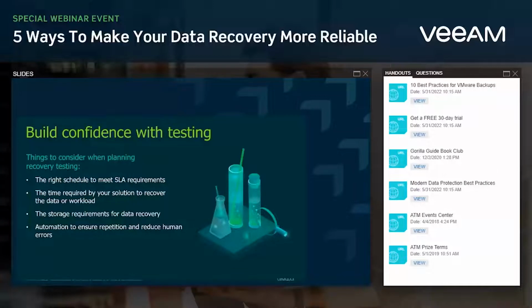Factoring in the time required by your solution to recover the data or workload, so understanding how much time it's going to take to run those tests. Like I said, storage is a requirement, right? It's going to take storage to run your testing, and making sure that you have it automated is going to give you confidence that you're repeating it, you've got it running at the appropriate frequency, and that will reduce human error too. So factoring all that into your testing schedule and ensuring that you've got that set up from the beginning is going to be critical for reliability.